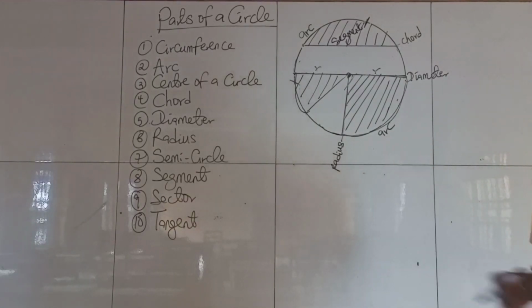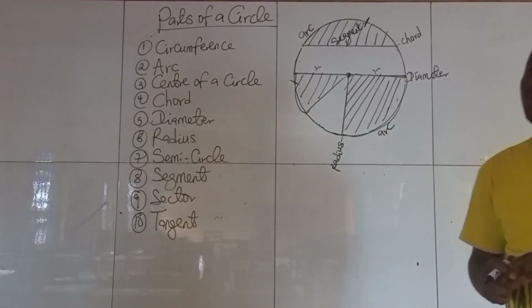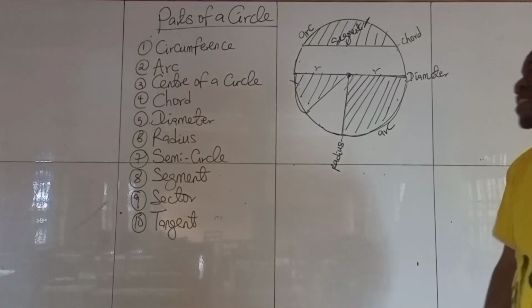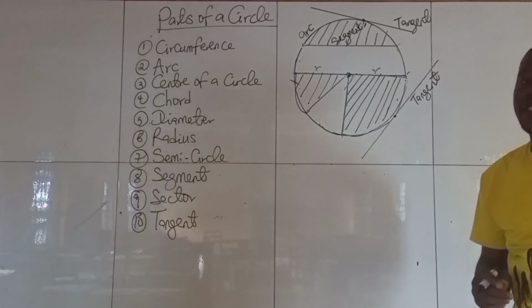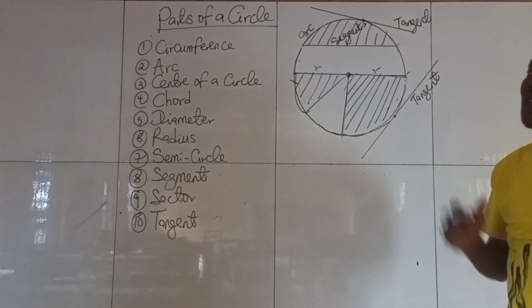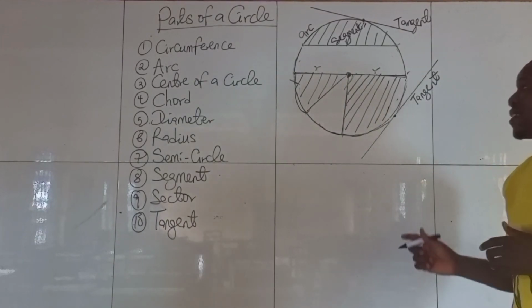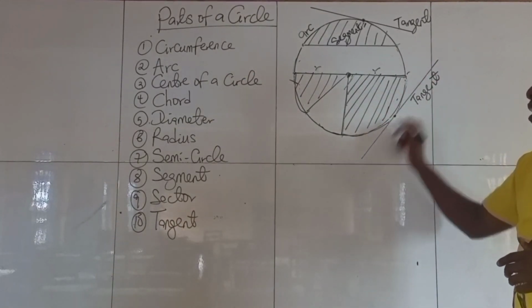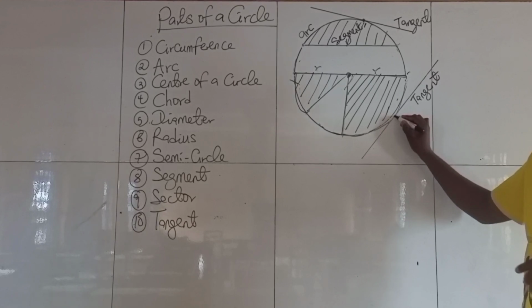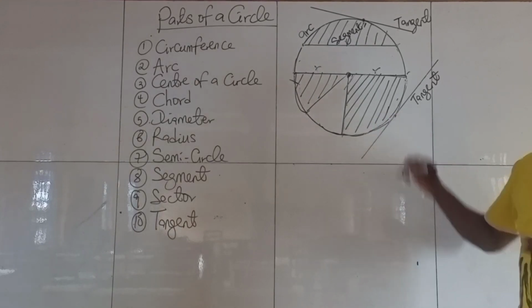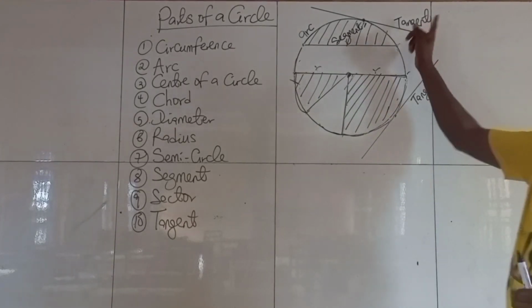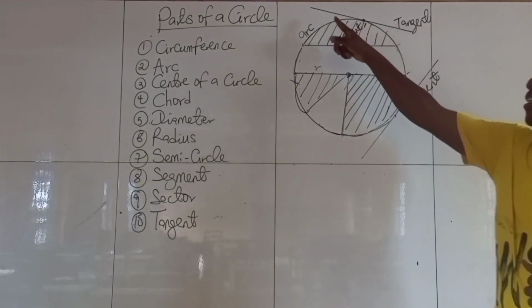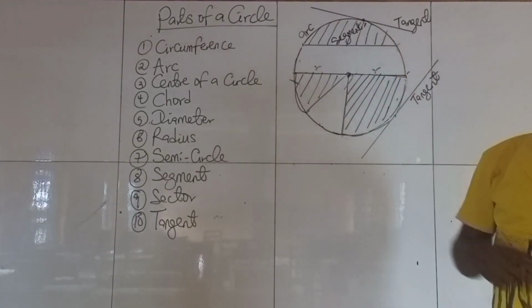And finally, a tangent. A tangent is a straight line that touches the circle at only one point. And like I said before, a tangent is a straight line that touches the circle at only one point. Usually it is outside the circle. So look at this straight line passing outside the circle, touching the circle at this point. We call that the tangent of the circle. Similarly, you can still see another tangent, a straight line outside the circle that touches the circle at one point.